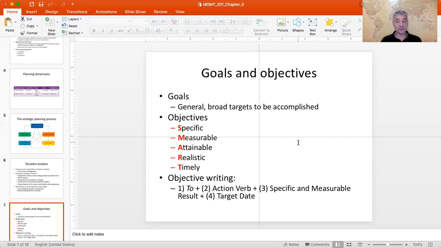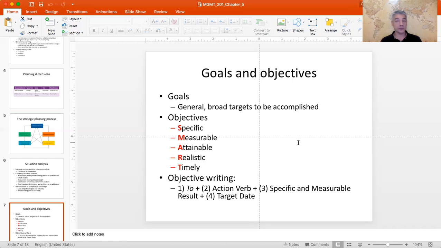Now, goals and objectives. So far, we did not really distinguish between them. It turns out that there are important differences. Goals are rather general, right? They are broad targets to be accomplished. So we want to be an industry leader. That would be a goal. Or, like Google says, to organize the world's information. So that's a goal. Objectives are a lot more specific.